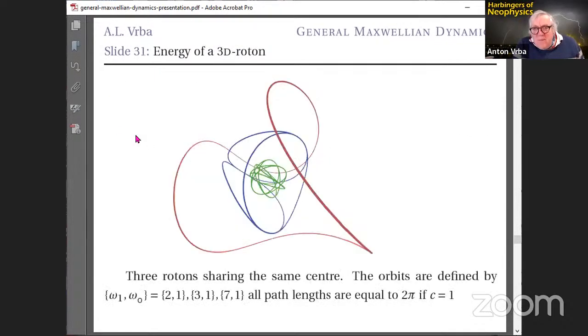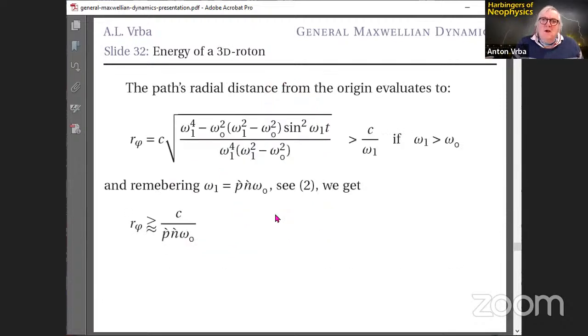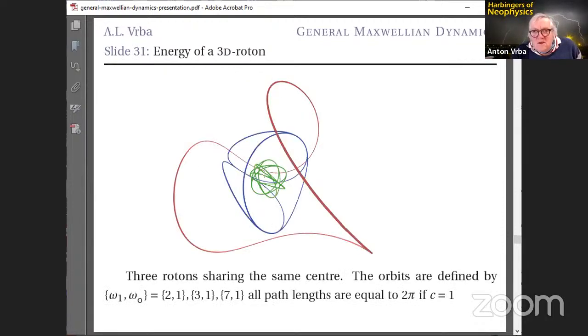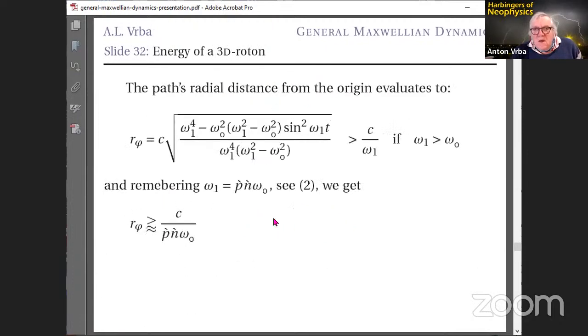I need to define the path. I've shown this, but the radial distance from the origin, in other words from the center point here, develops into this equation, which is C over omega 1, and we already had earlier omega 1 equals Pn omega 0. Therefore, that would be the radial distance.